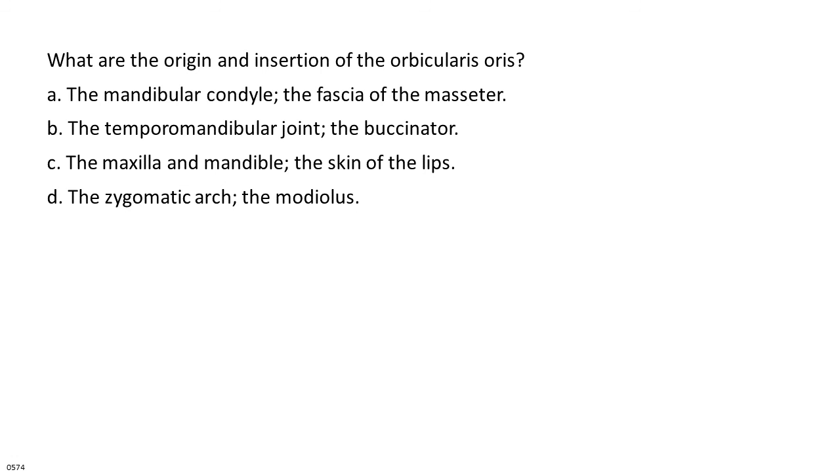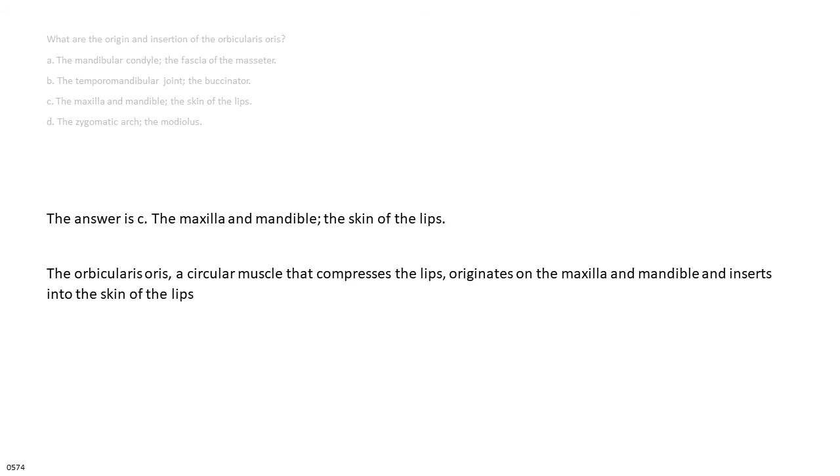What are the origin and insertion of the orbicularis? A. The mandibular condyle, the fascia of the masseter. B. The temporomandibular joint, the buccinator. C. The maxilla and mandible, the skin of the lips. D. The zygomatic arch, the modiolus. The answer is C. The maxilla and mandible, the skin of the lips.